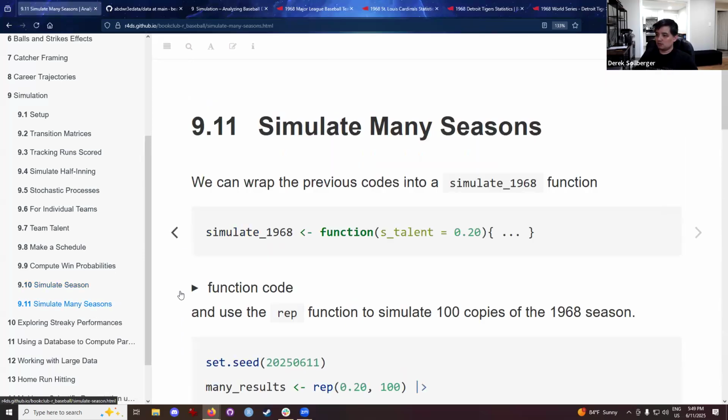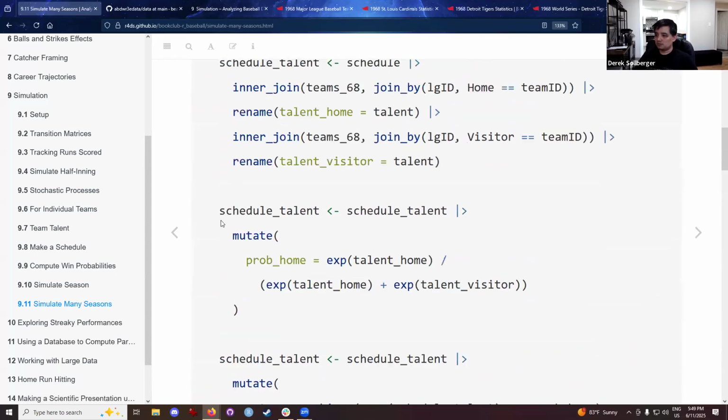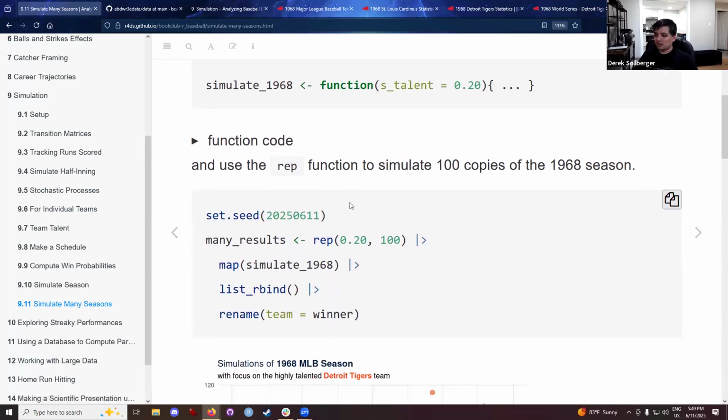All right, so let's see a little bit more about what the chapter offered for us. If you wanted to simulate, say, that 1968 season many more times, you could wrap everything up in a function. Oh, the sabermetricians might have wanted to tinker a little bit more with the standard deviation of talent, so that could be an input variable. So this simulate 1968 function, there's my code, just the previous code chunks from before. And once again, compared to the textbook, I decided to only run this 100 times, one fewer in the order of magnitude. I felt that the results were pretty similar.